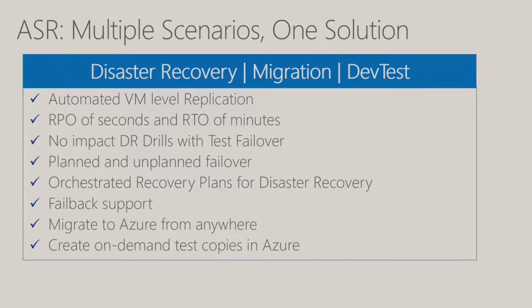Last but not the least, the DR drill capability, which can create a production-like environment in your target site, is a very useful capability. So if you want to deploy a new patch, you want to test that patch, use ASR, do a DR drill, get a production-like environment, test your patch, and when you're confident, apply that in production.